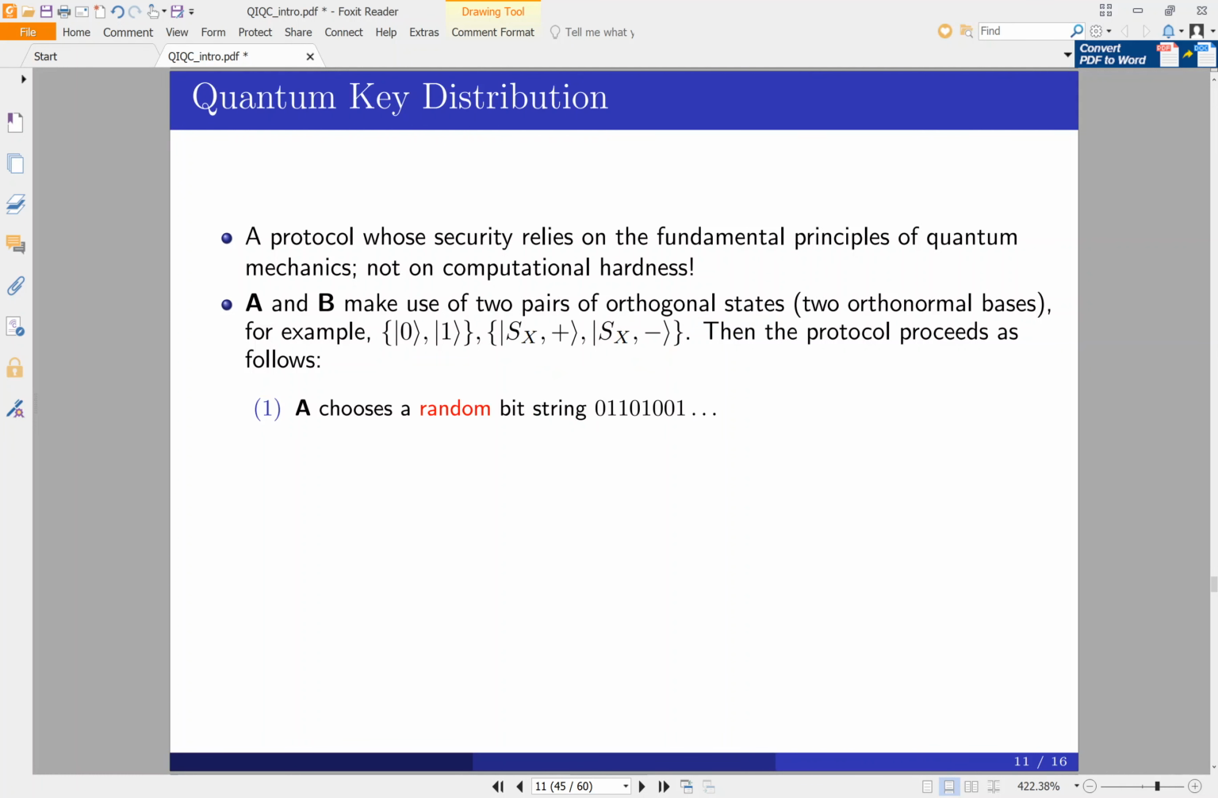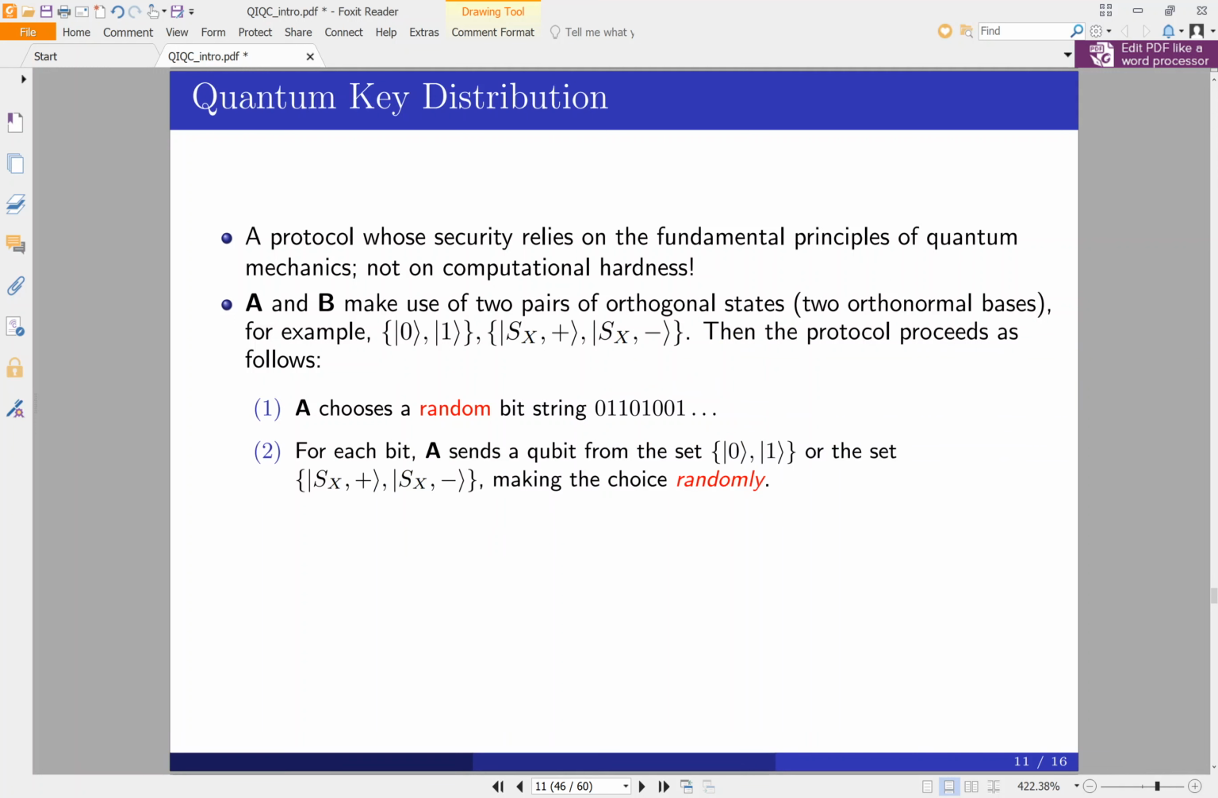So the protocol is very simple. A has to choose some random classical bit string, right? She just chooses some set of bits randomly. And the idea is to somehow communicate this random bit string to B and extract a secret message out of this. In order to do that, A is going to send a qubit corresponding to every classical bit that she generated. And how is she going to pick the qubit state?